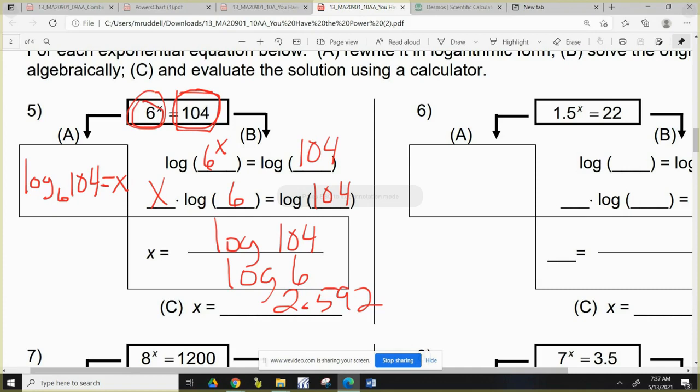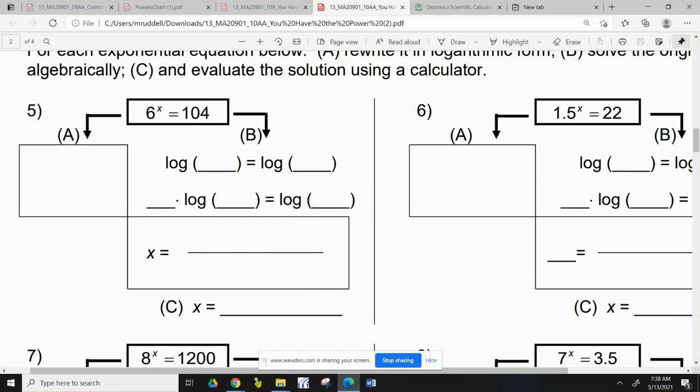When do we do this? When you have that variable in the exponent and you can't write them with the same base. You can't write 104 as a power of 6 because it turns out it is 6 to the power of 2.592. Okay, let's move over to number 6.